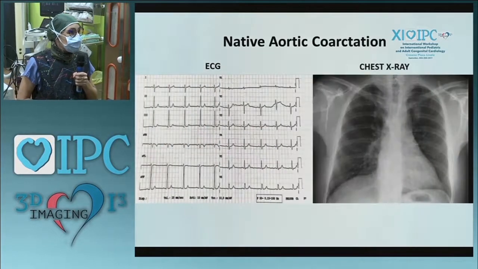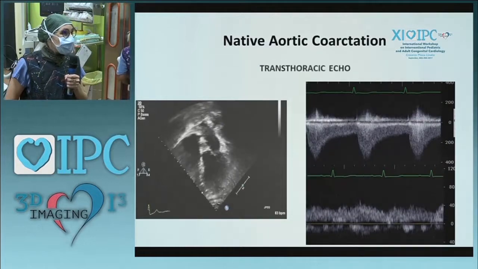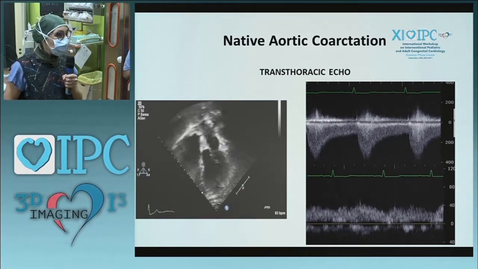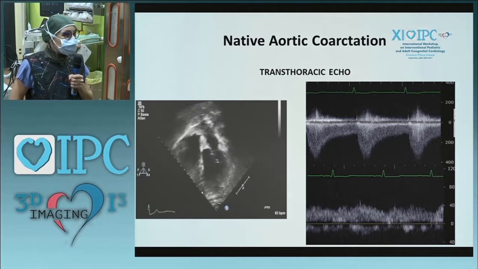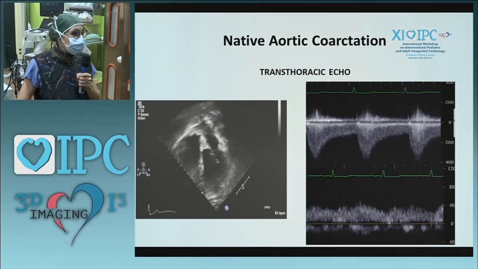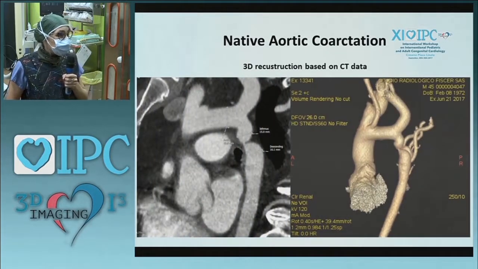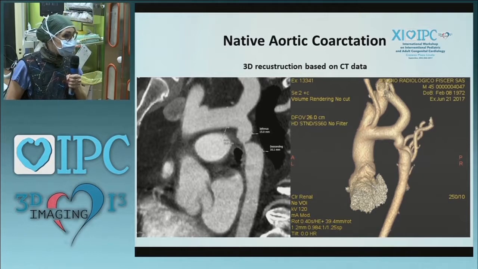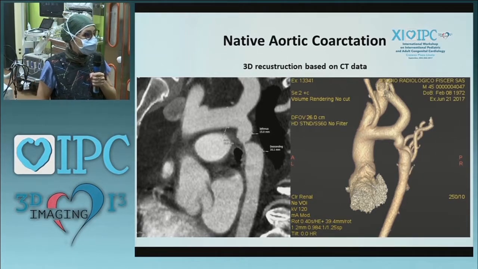On ECG, sinus rhythm, and unremarkable chest X-ray. The echocardiogram shows you can appreciate this high velocity peak on Doppler with a diastolic tail and all throughout diastole. So CT scan confirmed diagnosis of a tight aortic coarctation distal to the origin of the subclavian artery.